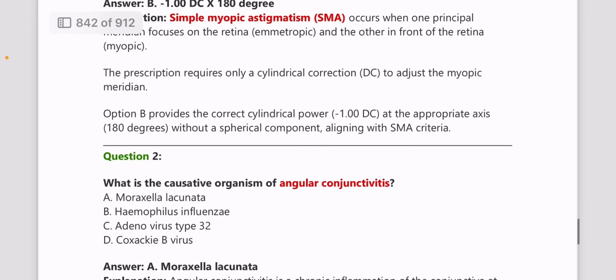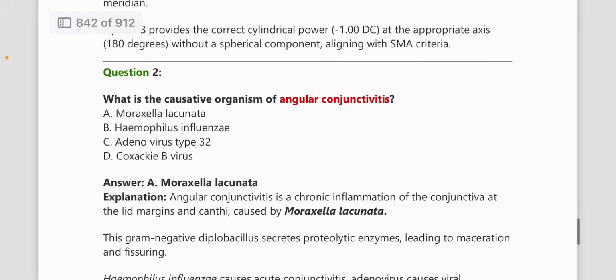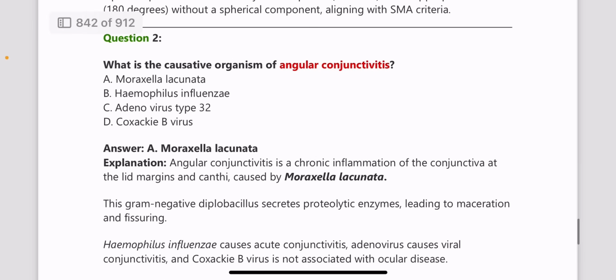Next question: what is the causative organism of angular conjunctivitis? Answer is Moraxella lacunata. This is a direct question. Please learn the answer directly. This gram-negative diplobacillus secretes proteolytic enzymes leading to maceration and fissuring. Other options like Haemophilus influenzae, adenovirus, Coxsackie, they are not related to angular conjunctivitis.